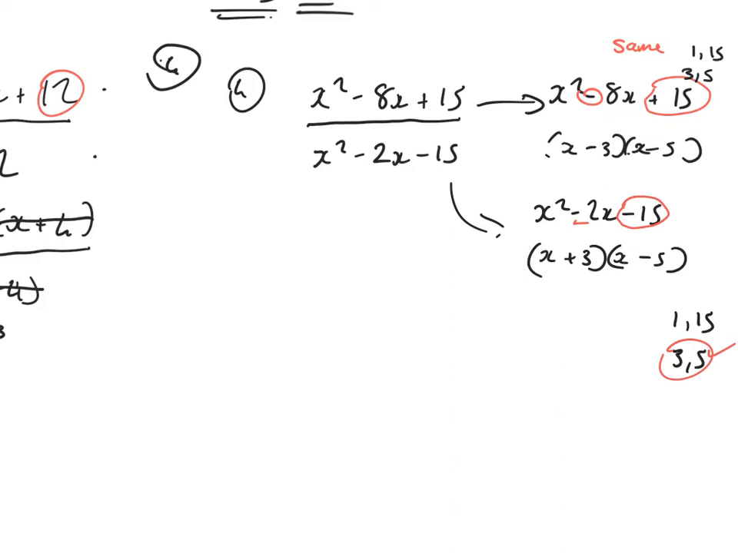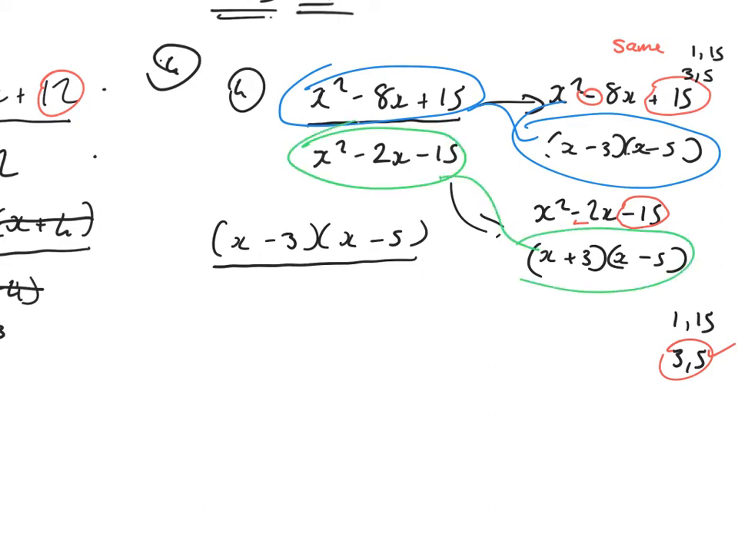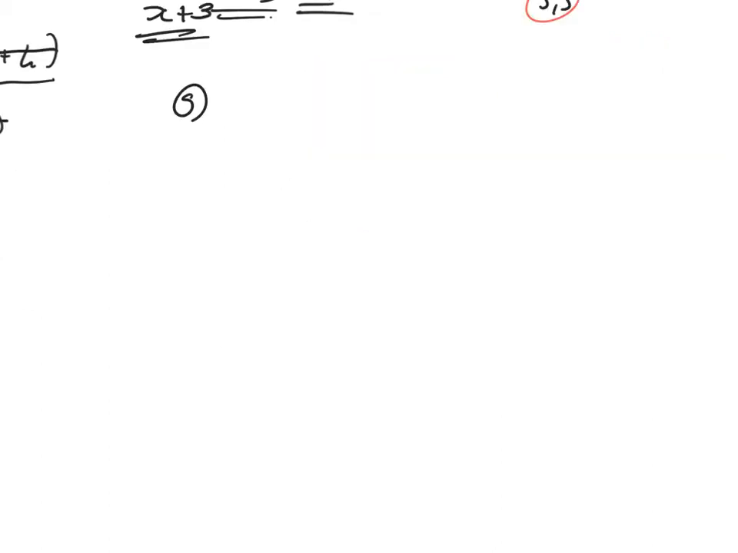Okay, so let's bring it back in. We worked out that the numerator on top was x minus 3, x minus 5, and the denominator on the bottom was x plus 3, x minus 5. Let's see if we have an opportunity to cancel something out, which we do. We can cancel top and bottom there, and that will give me x minus 3 over x plus 3 as the final answer.